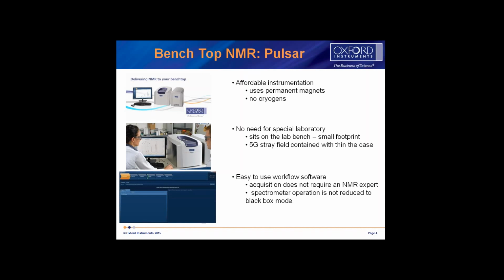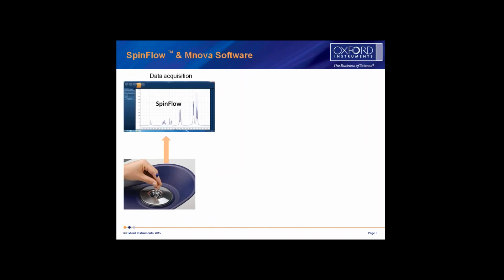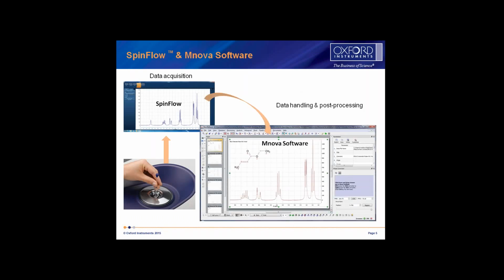In addition, we have easy-to-use software that makes the acquisition of NMR data easy, so you don't require an NMR expert. But that's not to say that we hide away the operation of the spectrometer and use it as a black box. It still allows a full spectrometer experience to students. We use standard 5mm tubes for the samples and the spin flows we've mentioned to acquire the data. This data is then exported seamlessly into MNOVA software, where you have all the standard processing tools for your NMR.